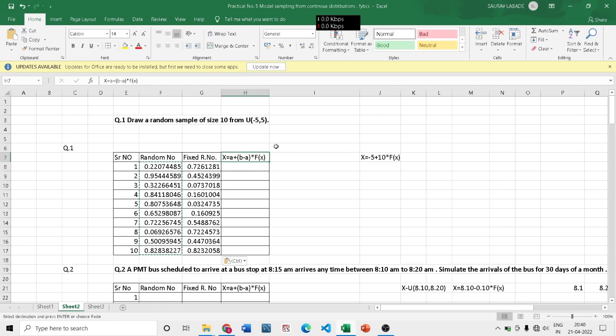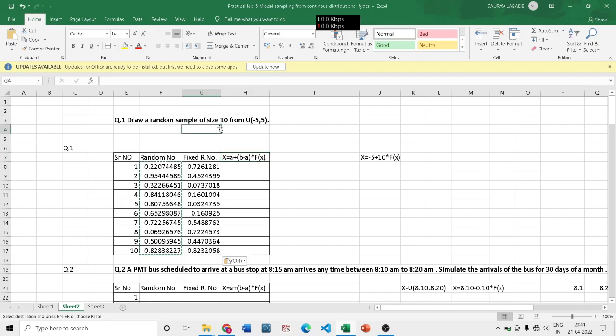Now this will be your random sample of the uniform distribution, that is your next, final column. For that purpose, we are going to use the parameters of the uniform distribution, which are minus 5 and 5. You know what the parameters of the uniform distribution are, it is uniform a and b. So that's the reason we are using this formula: x is equal to a plus b minus a star into F of x.